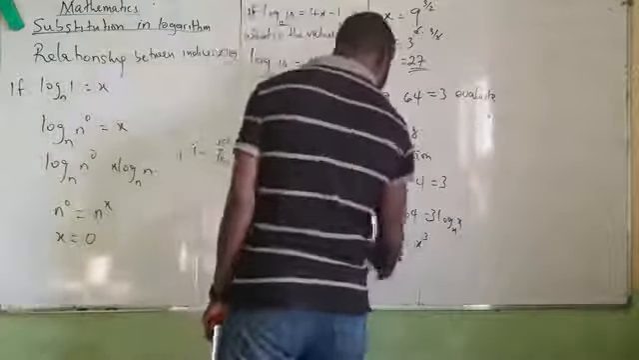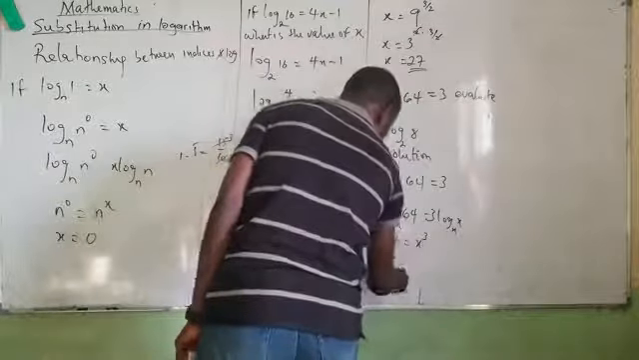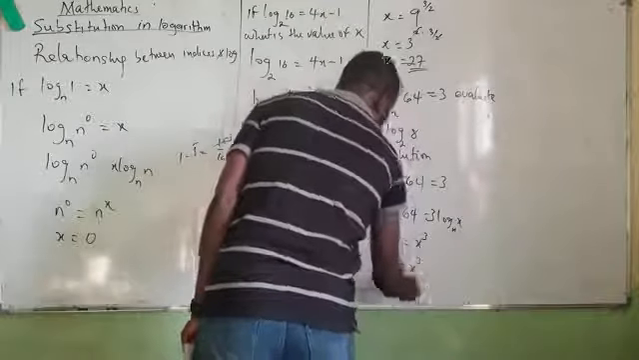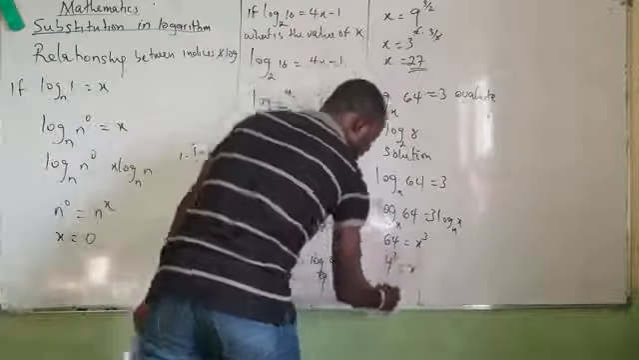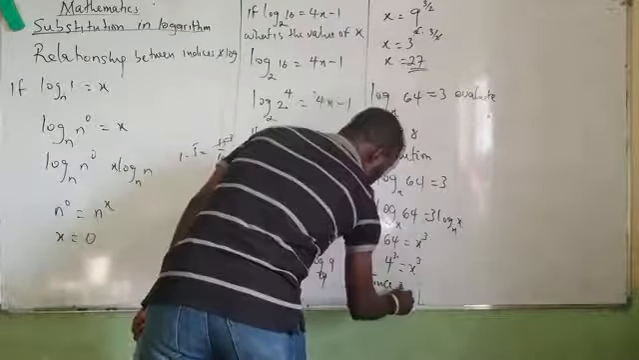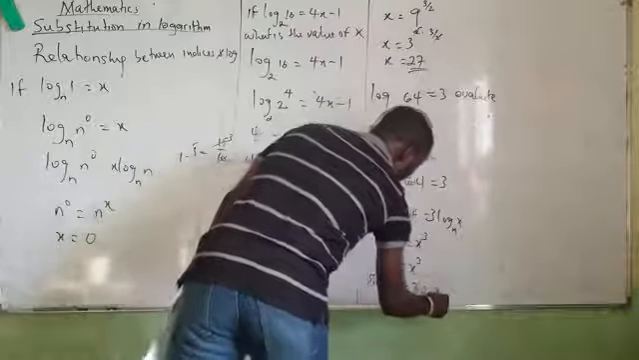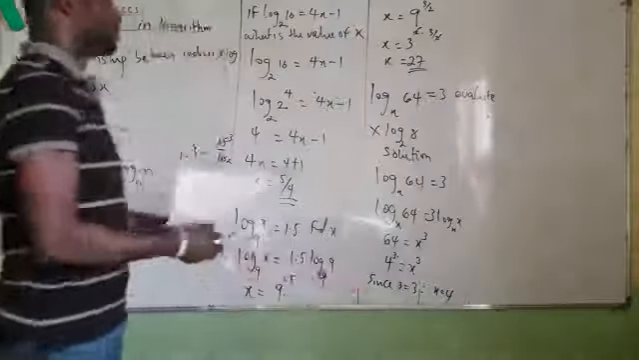Now, what can I do here? I can say that 4 raised to 3 equals x raised to 3. Since 3 equals 3, therefore my x equals 4. That is all. My x equals 4.